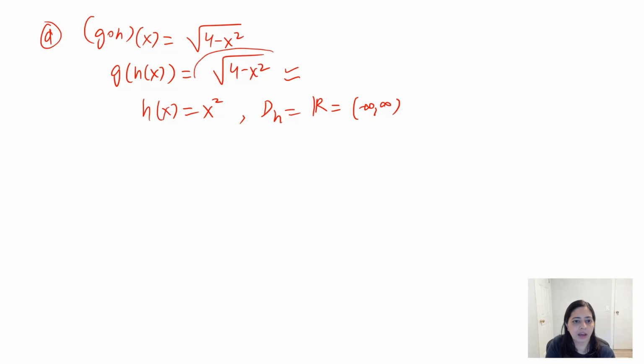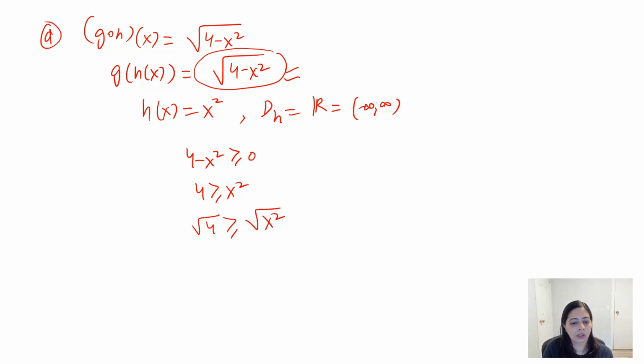So treat it like just a function and find its domain. Same thing: whatever you see inside the square root should be non-negative. Simplify that, so you get 4 is greater than or equal to x squared. Take the square root. The square root of 4 is 2. The square root of x squared is again the absolute value of x. So this is the absolute value of x less than or equal to 2.